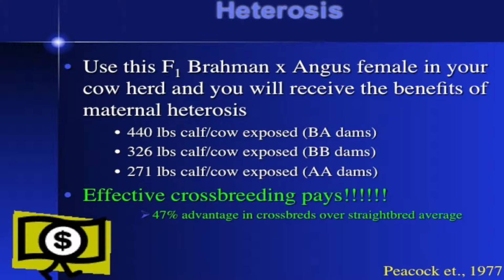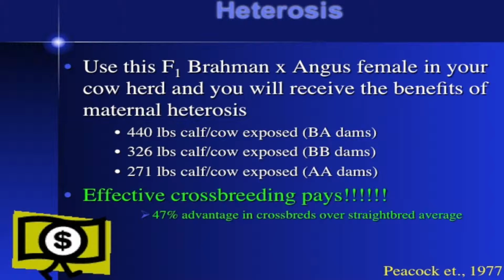So we had 440 pounds on the Brahman Angus, 326 on the straight Brahman dams, and 271 on the Angus dams. The reason the Angus dams were probably so low is because of the environment they were in. They were in a more tropical-based environment, where you had animals that were more suited to a cooler, more temperate type environment. Same thing with the Brahman dams.